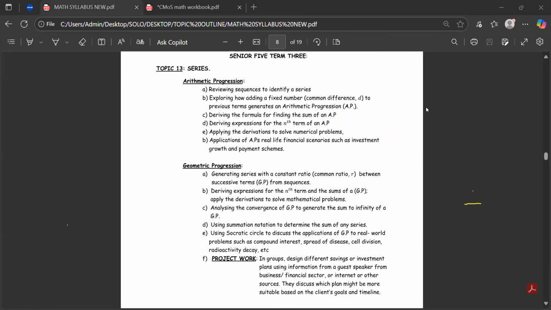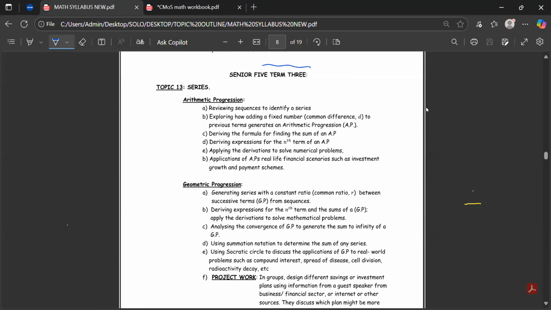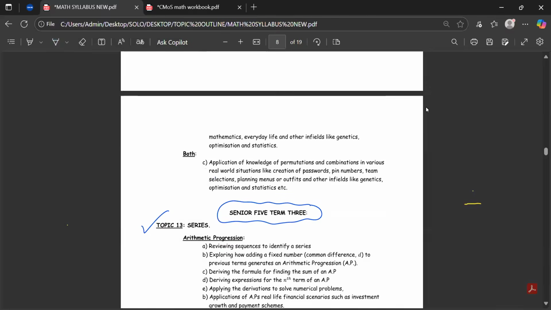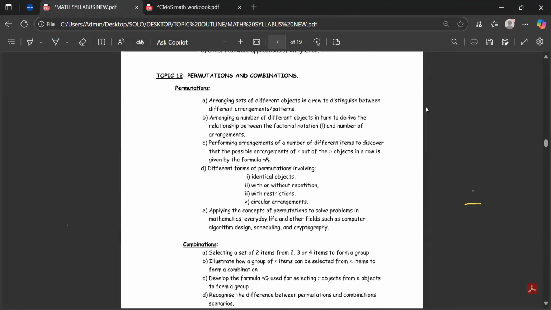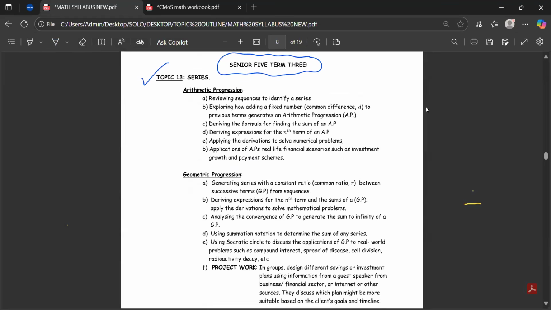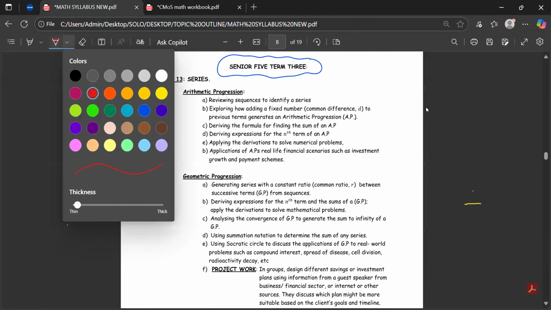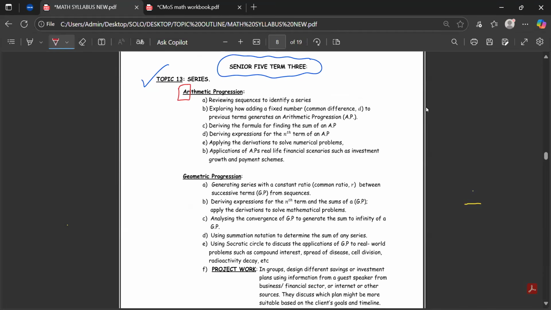Now you can realize that as far as the syllabus is concerned, it is the very first topic of Senior 5 Term 3, and it is topic 13. Because topic 12 is permutations and combinations, something we shall cover next holiday. You don't need that as urgently this early. So this topic basically has 4 subtopics. Yeah, it has arithmetic progression, and geometric progression.